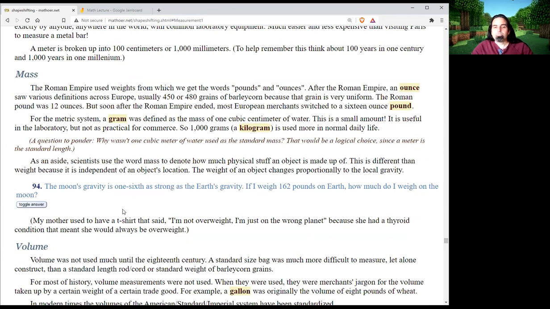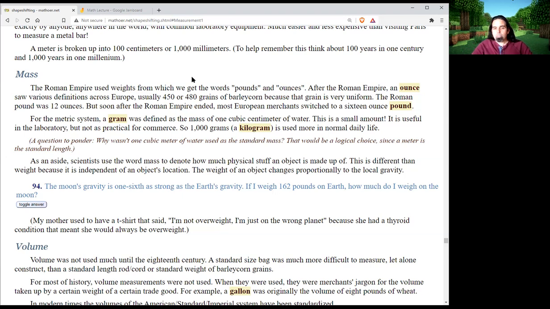Now we'll talk about mass. The Roman Empire used weights from which we get the words pounds and ounces. And we needed something that people all over Europe could get the same value for. People's thumbs were no longer the answer. So what they decided to use is barley corn. The grain was small and uniform. So usually an ounce was either 450 or 480 grains of barley corn based on where you were living. The Roman pound was 12 ounces, which meant you could divide it into threes or fours.